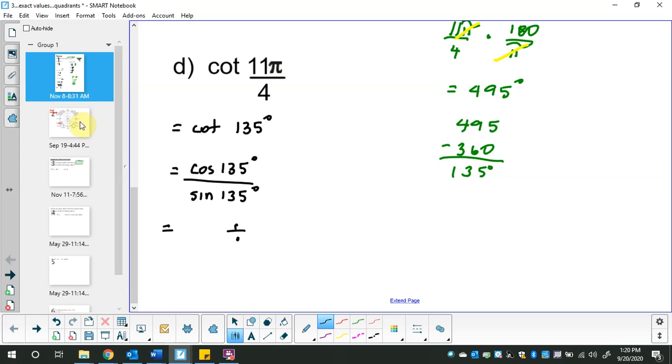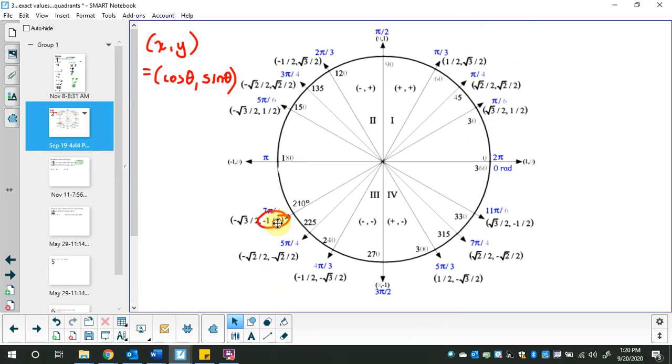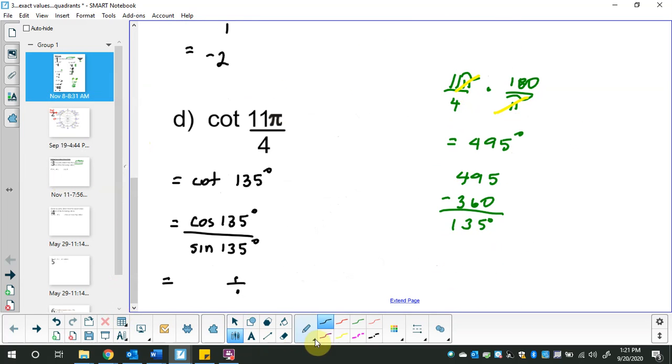Did we do this question? Practice isn't ever bad. No, we didn't. There's 135. It was cotangent, so I need cos on top, sine on the bottom, so the negative root 2 over 2 over positive root 2 over 2.